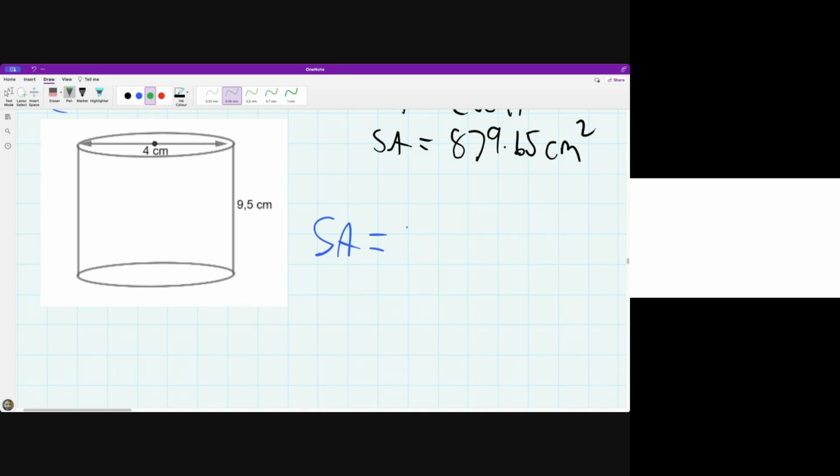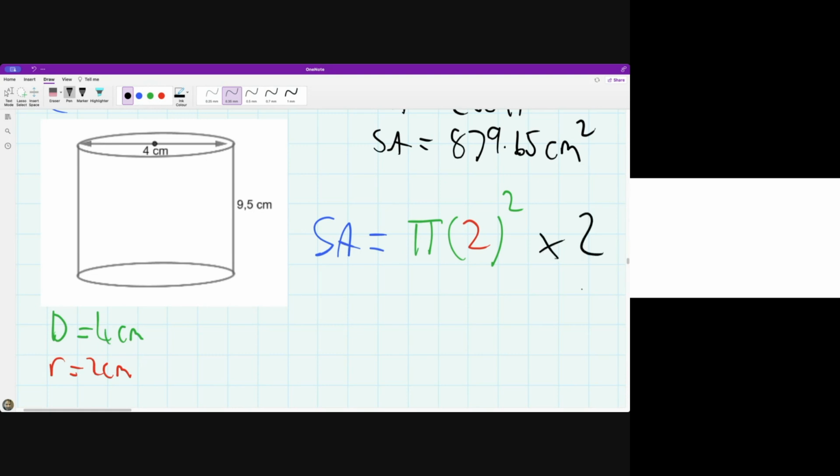Okay, circle: pi r squared, but they were sneaky here. The diameter is 4, which means the radius is 2 centimeters. So that must be 2. But there's 2 circles, so I times by 2 again. Plus, there's another part I need to think about.